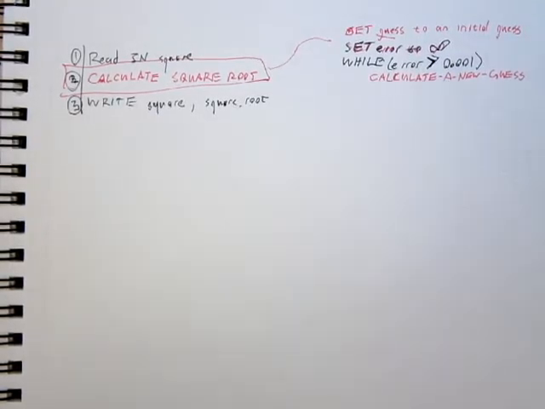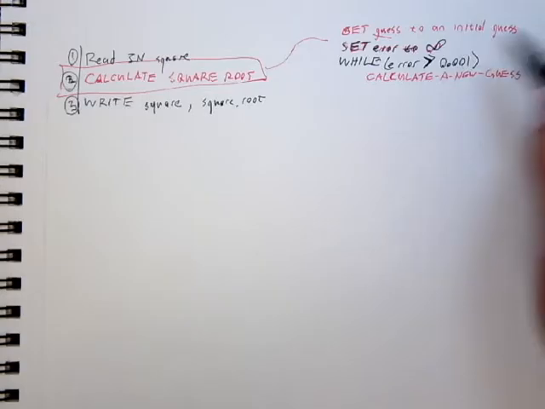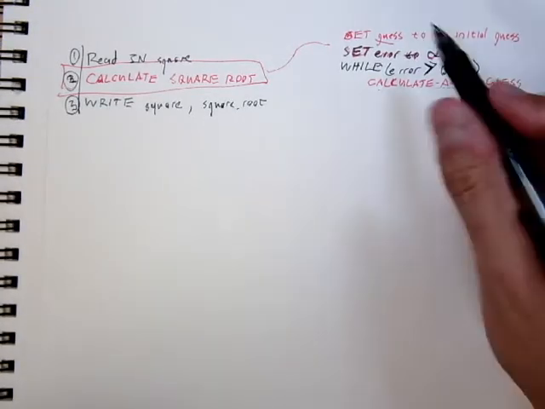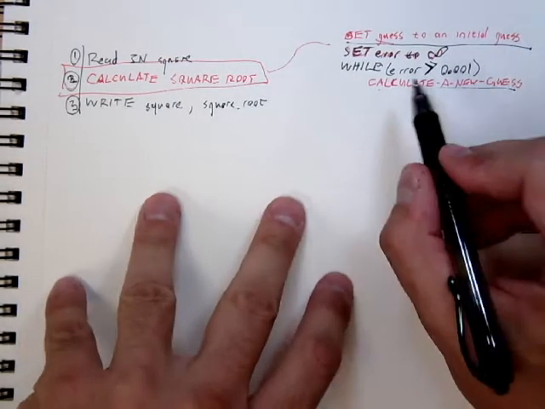And once we calculate the new guess, we update our error. So we don't know how to do this yet, so I put it in red. And we don't know how to come up with an initial guess, so I put it in red. But we do know how to determine the error.